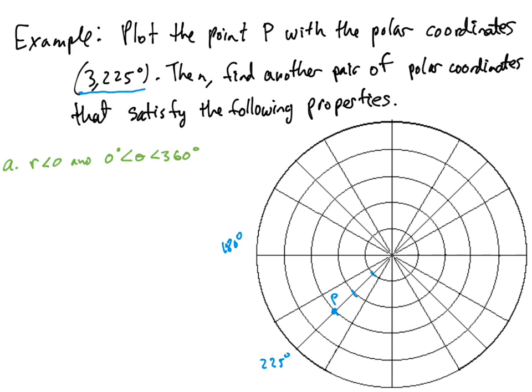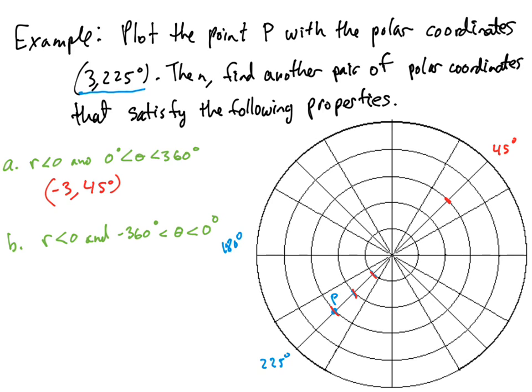So the first properties we want to follow are an r value that is less than 0 and a theta value that is between 0 degrees and 360 degrees. What this means is r is going to be negative here. So we want to end up in the same position P. If we look at 45 degrees and this position that is 3 units in the positive direction, well, if we go 3 units in the negative direction, we're going to end up at that same point P. So what we could say here is negative 3 comma 45 degrees. That would give us the exact same position.